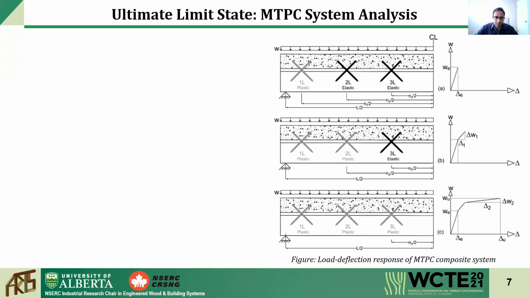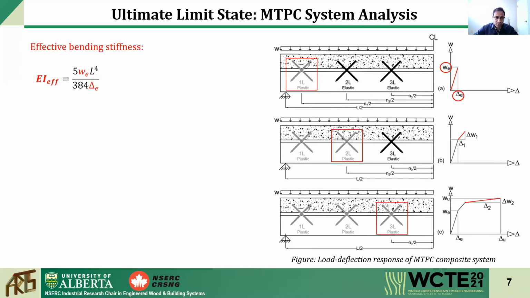As described in the previous slides, once the first connector yields, the system will be no more linear. So based on this law, we can calculate our effective bending stiffness of the system. After yielding of the first connector, the load redistributes to the remaining connectors. Then we'll get the second slope for yielding of the second connector. Similarly, the third slope for the third connector yielding.